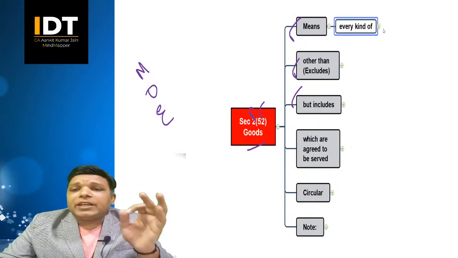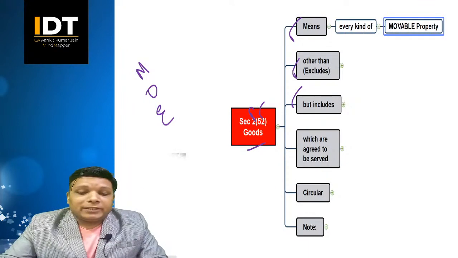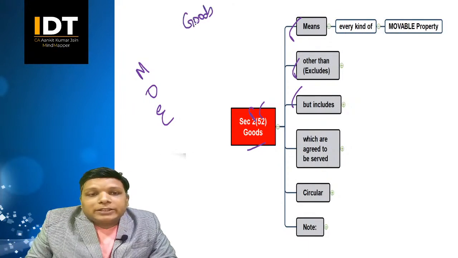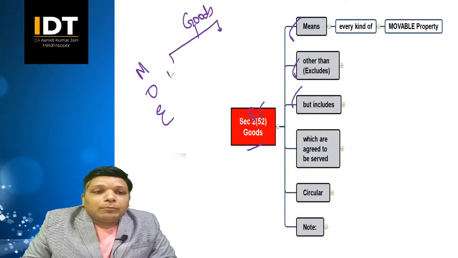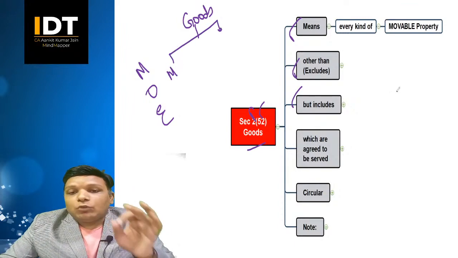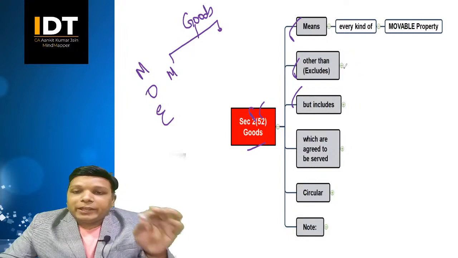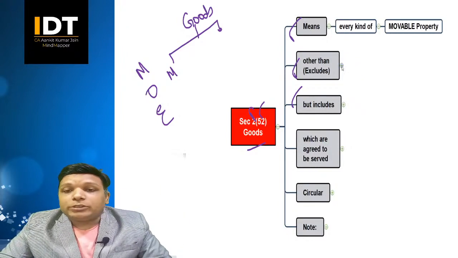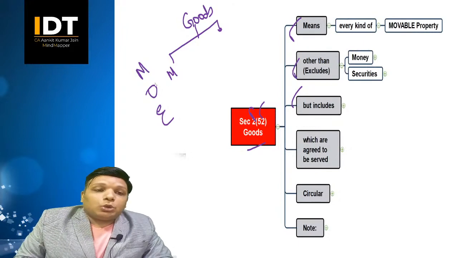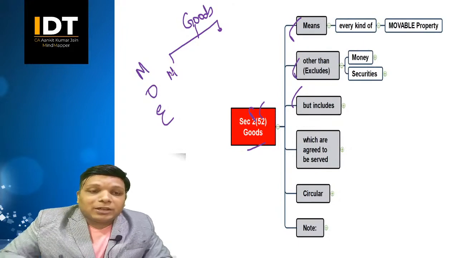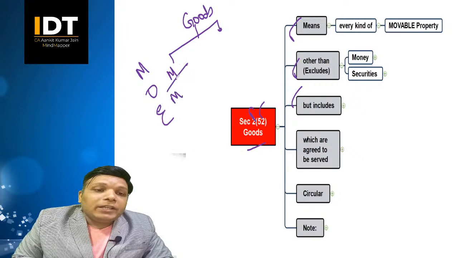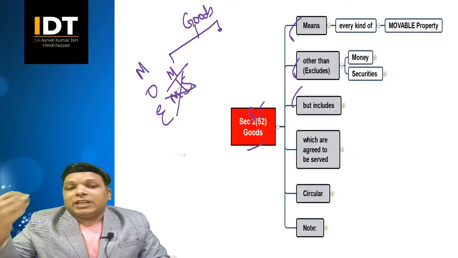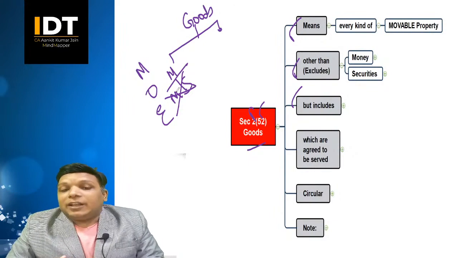So what does it mean? It means every kind of movable property. That means when I talk about goods, it is talking only about movable property. Now other than what? They will be movable, but apart from that, within movable there are some exclusions. What are those exclusions we saw? The two exclusions under movable are nothing but money and securities. Correct? Money and securities, whether it is movable, still it is not considered in the definition of goods.